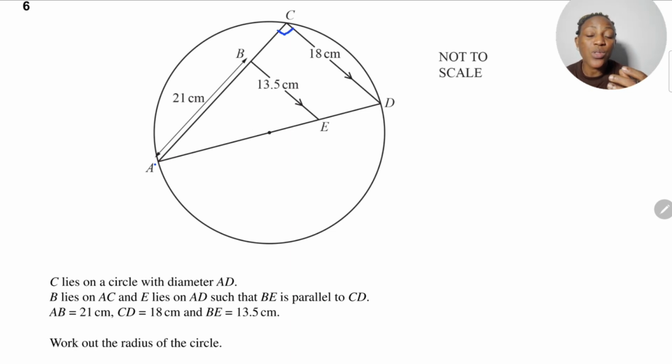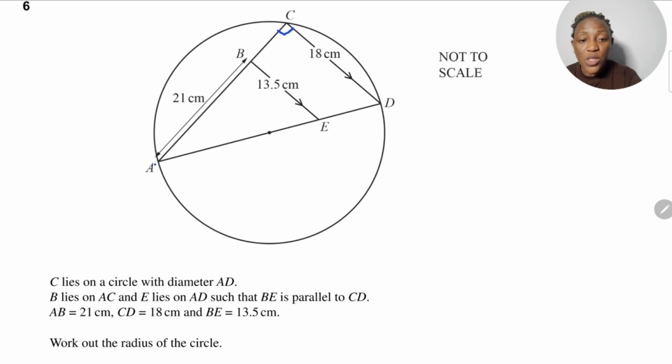So this is angle in a semicircle. The angle in a semicircle is 90 degrees. All right. The next statement here says B lies on AC. This is AC here. And E lies on AD. AD, remember, AD is the diameter, such that BE is parallel to CD.